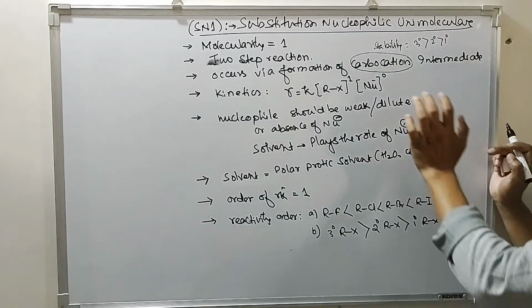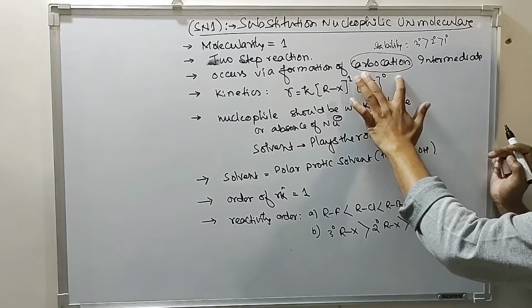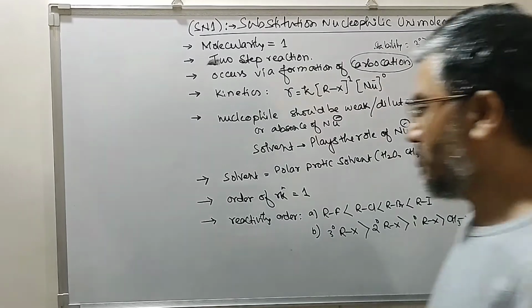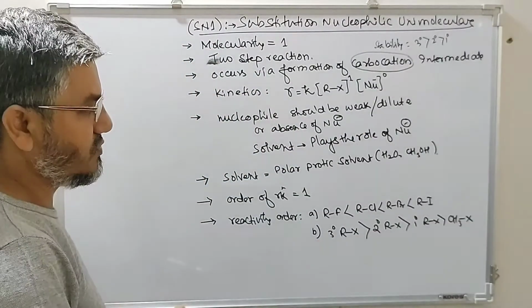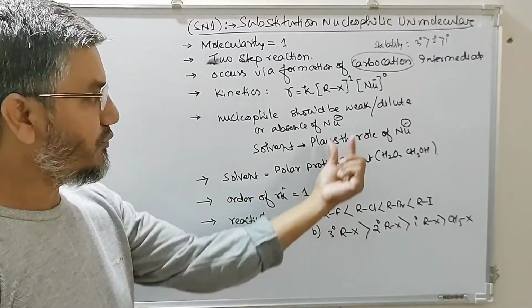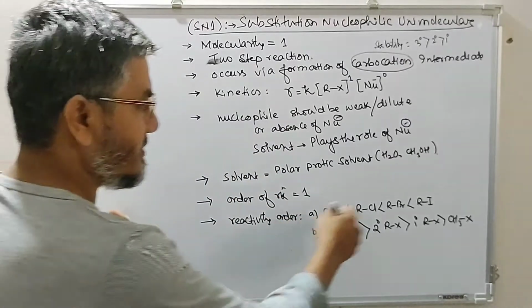So any factor which increases the stabilization of carbocation will increase the rate of reaction. So all this depends on the stabilization of cation. So this is the reason why in polar protic solvent the rate of reaction becomes faster. If polarity is decreased, the rate again decreases.